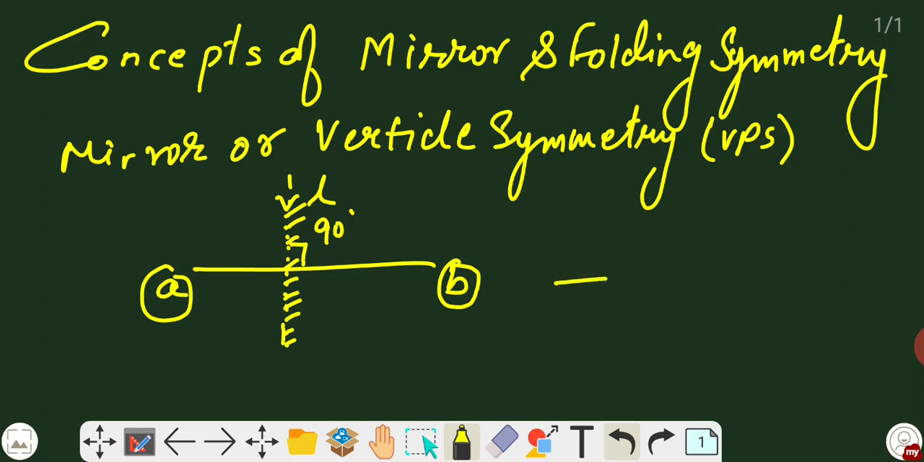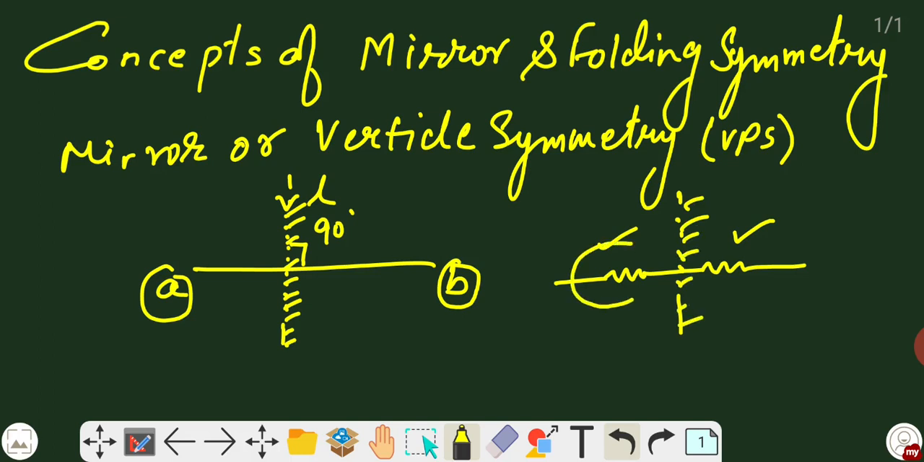Similarly, suppose we have cut it into two equal halves, it means this side and this side will be the same. That is what we call a mirror image. So whatever part of the resistance you are looking at here, the same part will be over here. That is what we call a mirror symmetry.